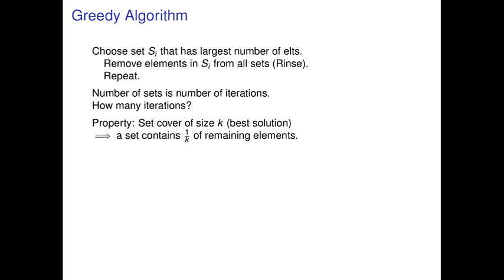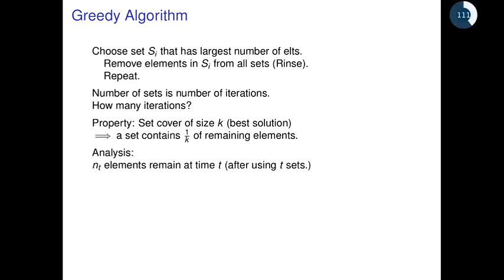So there must be one of these sets that covers at least 1 over K of the remaining items. However many items you have left, K sets cover them. So one of them must have size at least 1 over K of the number of remaining items. It's just simple division: there are K sets that cover all the remaining items, so there must be one set whose size is at least R over K, where R is the number of remaining items.